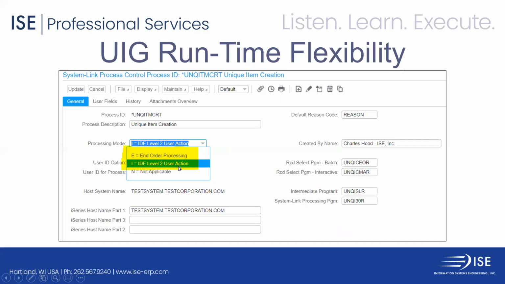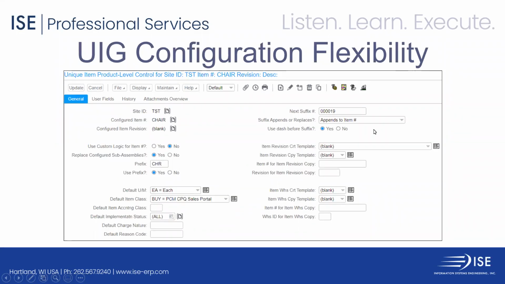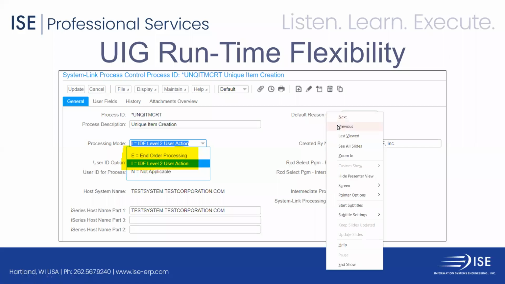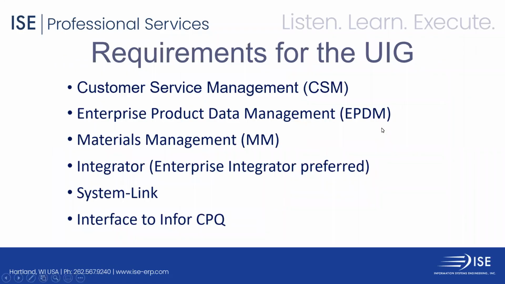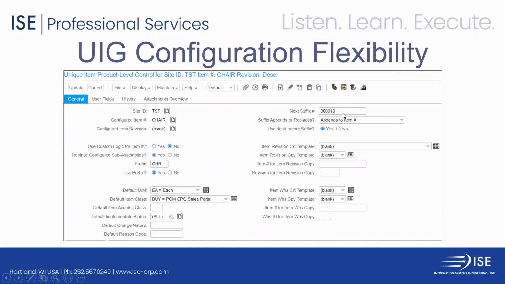You are flexible in how the UIG runs. It can automatically run, and you don't have to think of it through the end order processing. Or if you want to check each CO line item for configurations, make sure it really completed properly, then as a user action, you can click a little icon to run the UIG. We provide a lot of flexibility for how the unique item numbers are actually generated. Certain characters can be a prefix or a suffix. Then, of course, at some point you have to guarantee uniqueness.